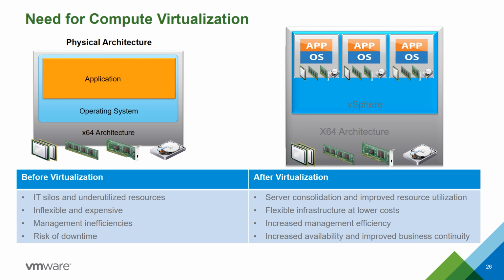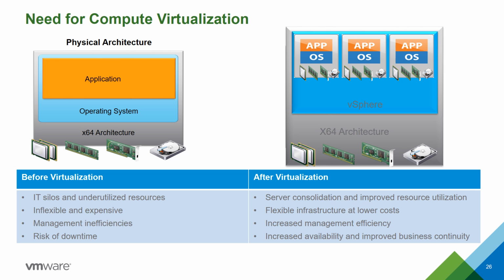If you look at the before-virtualization side, the last point says risk of downtime. That means this entire physical machine with CPU, RAM, NIC, and storage could be a single point of failure. What if the RAM fails? The entire machine is down. What if the CPU fails? The entire machine is down. What if the storage fails? The entire machine is down. Or the system itself crashing, for that matter. So virtualization can overcome that.